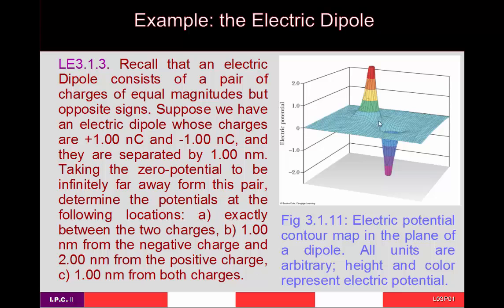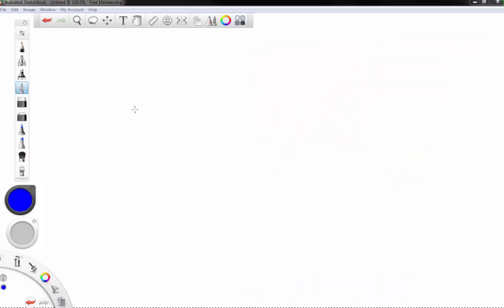One location is right here midway between the two charges. One of those locations is 1 nanometer from the negative charge and 2 from the positive charge. So that would actually be equivalent to looking over here somewhere. And then similarly, we want to see what happens when we are 1 nanometer from both charges, which would be like over here, for example. So let's go ahead and draw what that looks like over here in a simpler sketch.